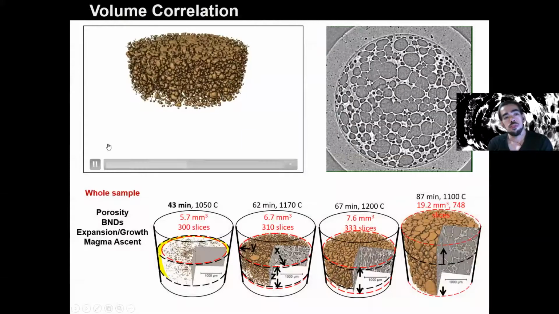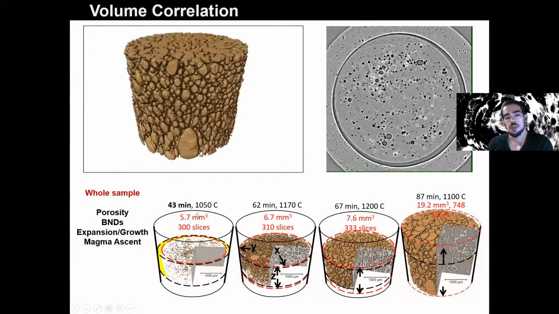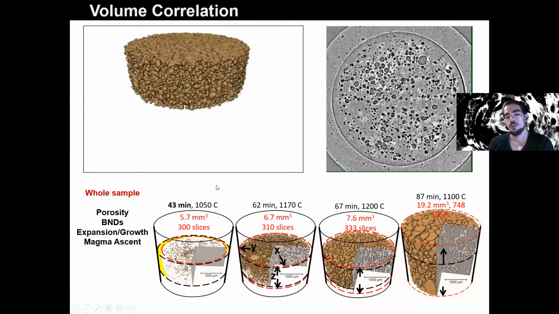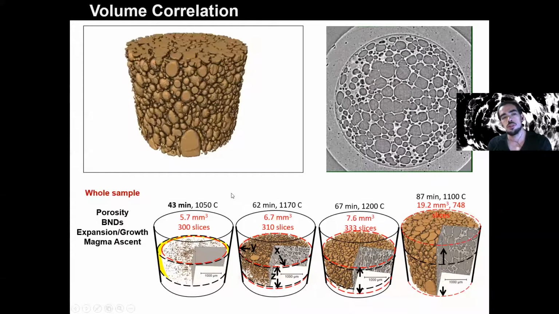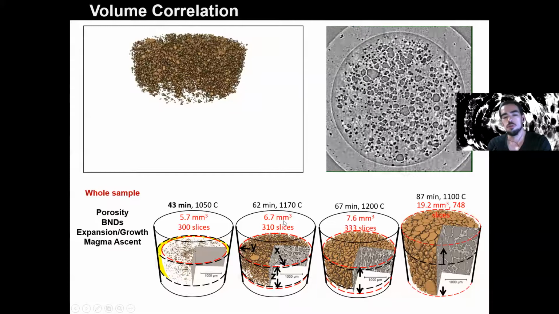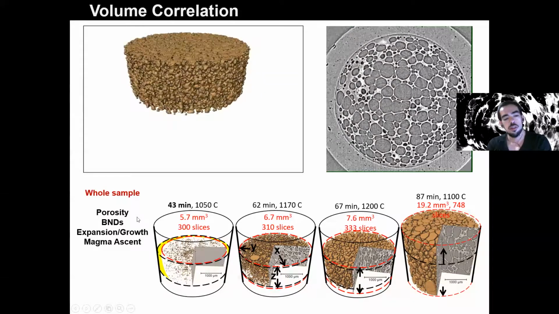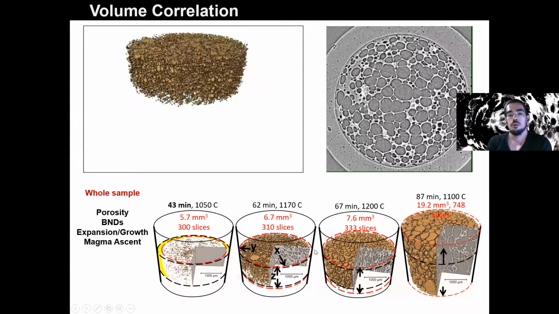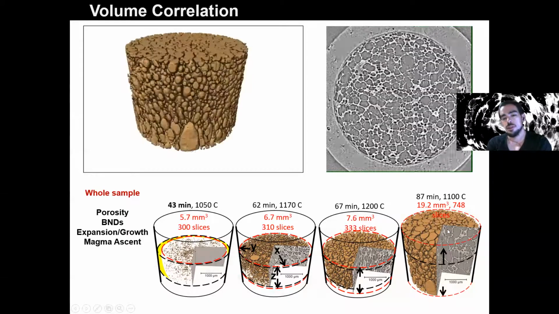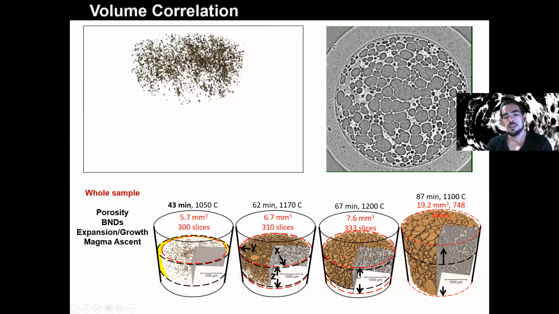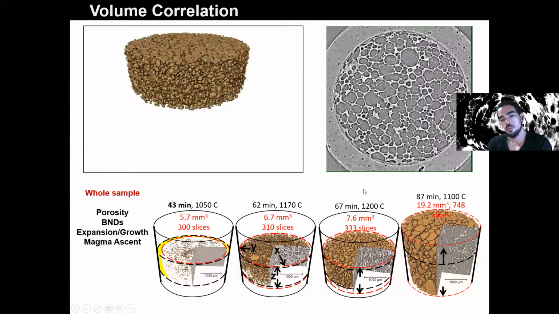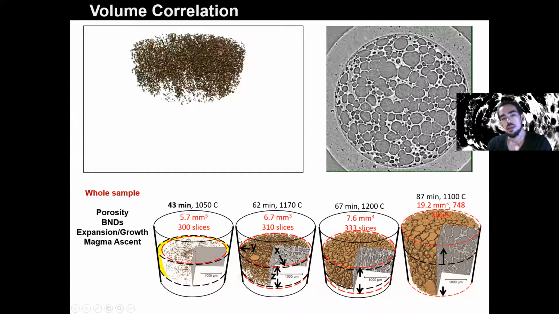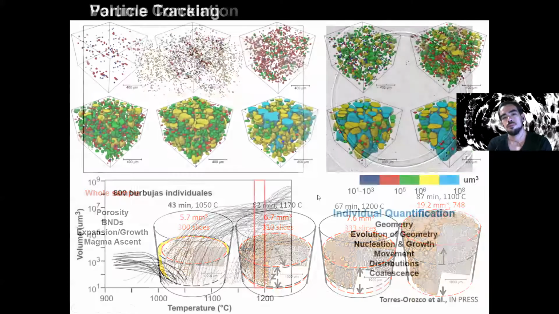Another thing that we can do is, because this is a 4D experiment, and that means changing magma with time and with temperature in the first case and pressure in the second case, we can correlate these different volumes during the experiment and observe how porosity and bubble number densities are changing, but mainly how the expansion and growth of the whole sample is producing magma ascent. We have bubbles nucleating, but as the magma foam moves upwards inside the sample container, that means we have magma ascending, and that we can also calculate.